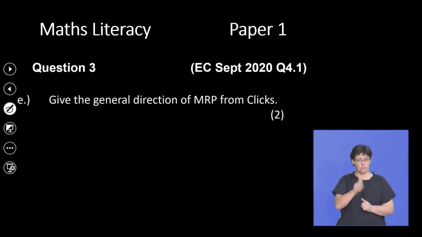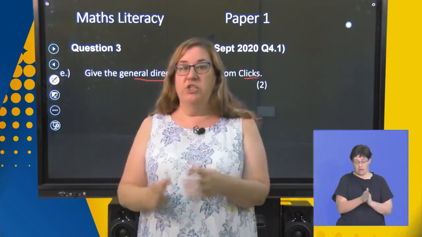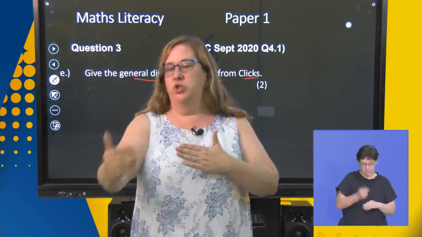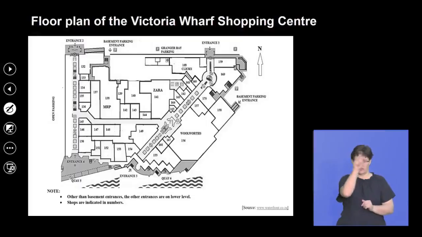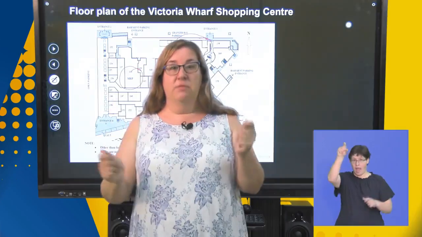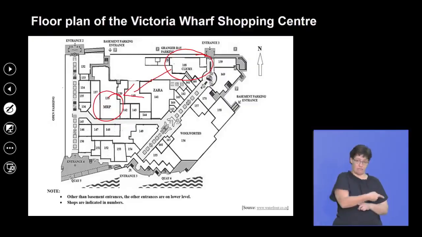And our next question: give the general directions of Mr. P from Clicks. Important when you're dealing with directions is where we're going from and where we're going to. So it's from Clicks, so I'm looking for Clicks. I'm going to find my map. There's Clicks, and there's Mr. P. Now, whenever I do this, I highlight them on the page and then say we're going from Clicks. So we need to be going that way.